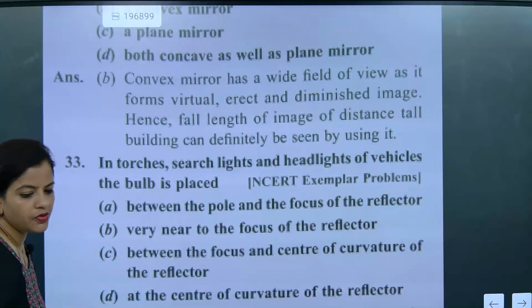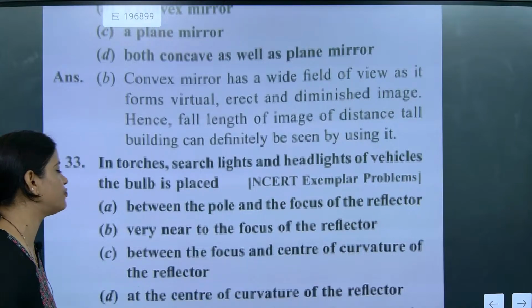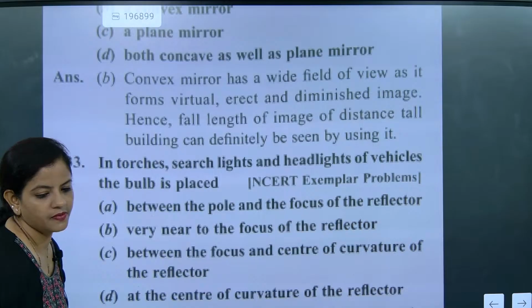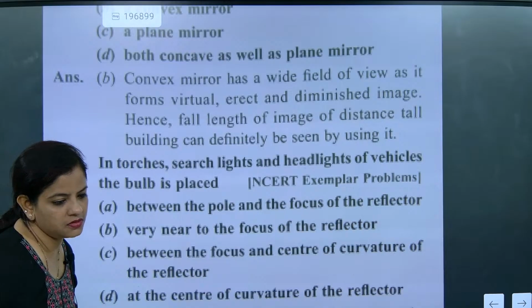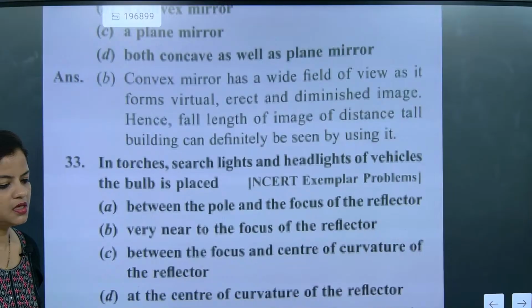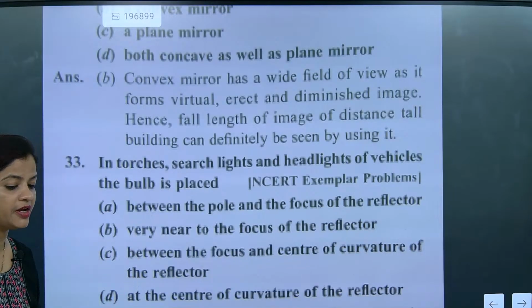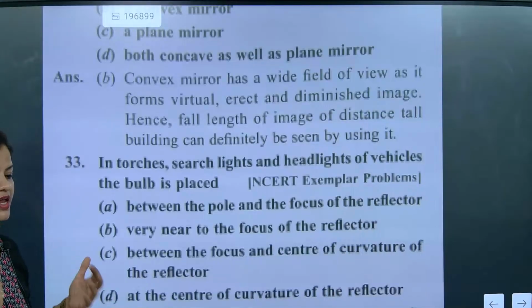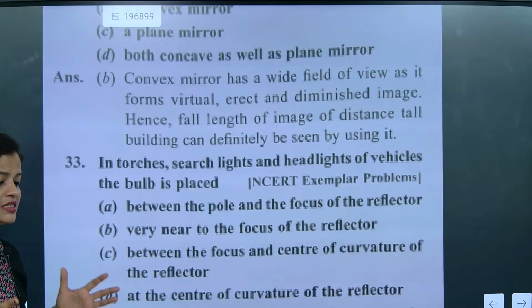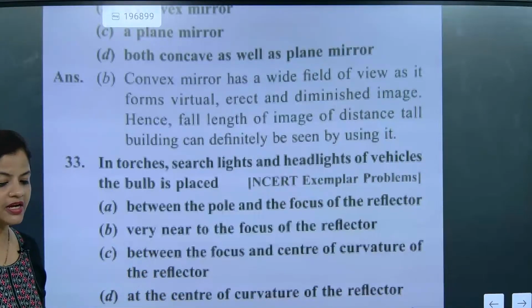Come on, come on, come on. You can do it. Everybody is telling option A, between the pole and focus of the reflector. Come on, at least give some answer. After that, I will rectify it. Type correct, wrong, just whatever is coming in your brain, just type. After that, I'll take care of it.